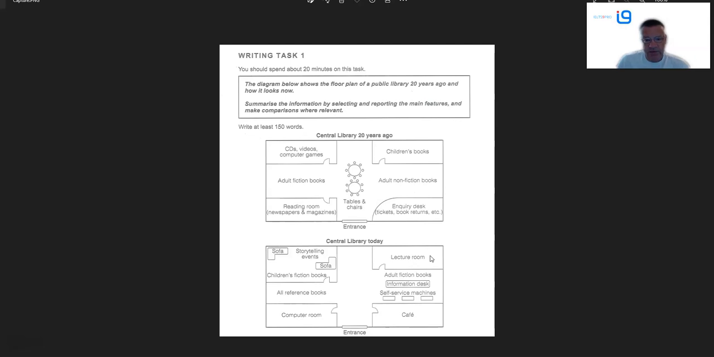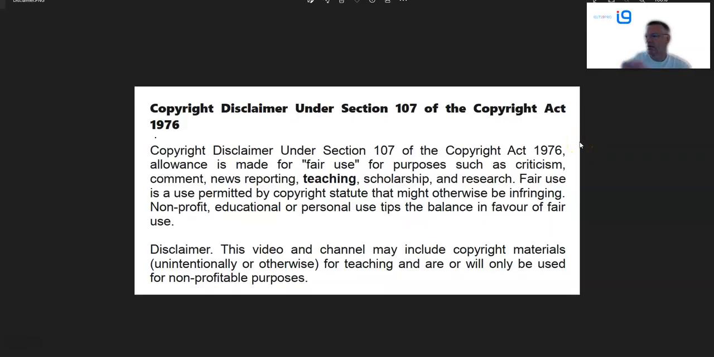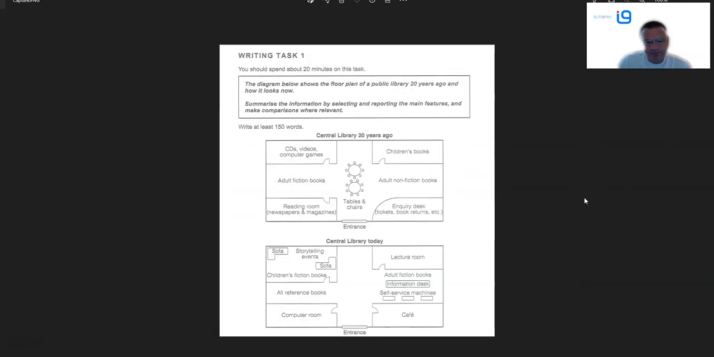So as you can see, a central library, floor plan, 20 years ago to the present day. Okay, I'll quickly, if I can find it, where's the disclaimer? Quickly put that on. Fair use, Copyright Act, etc. You know the score. Okay.